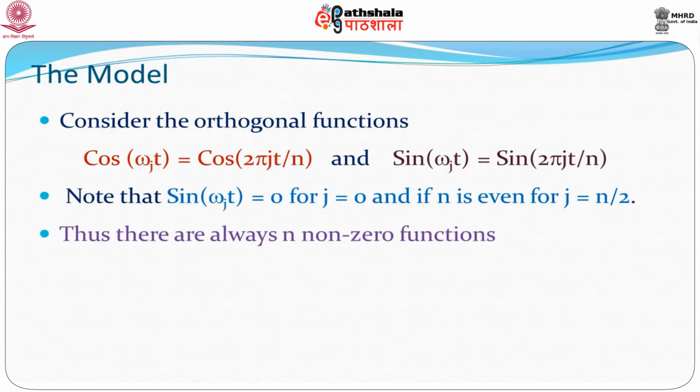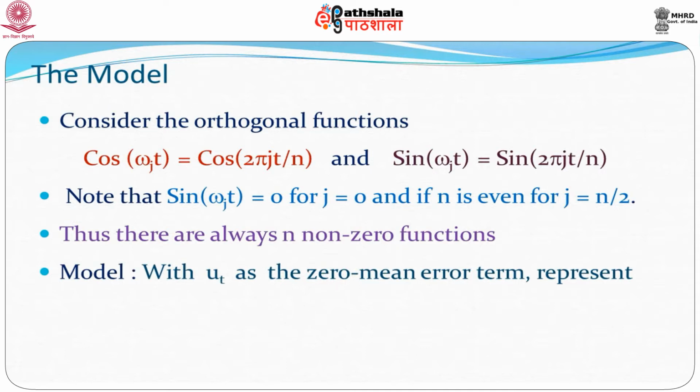Thus, there are always going to be n non-zero functions. Mind you, if n is even, then you actually have 2 into n by 2 plus 1 functions, of which 2 are going to be 0, the two sine functions at the two extreme ends. And if n is odd, then one of the sine functions is going to be 0 and the remaining n functions will always be non-zero. So, we will always have n non-zero functions as the basic underlying structure.